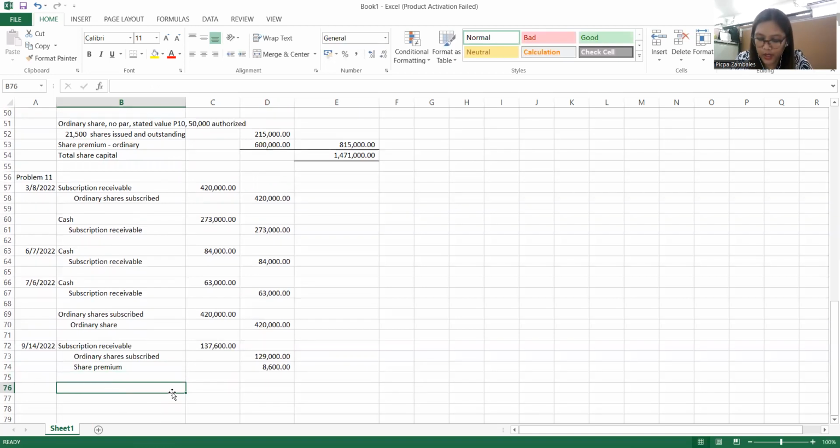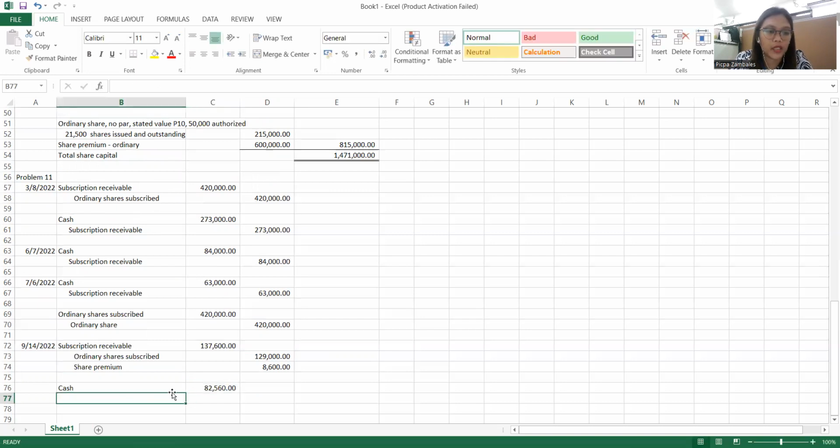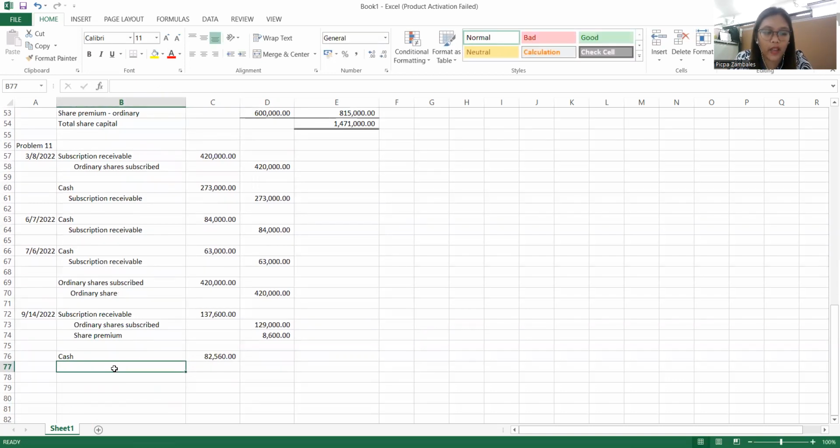Then, of course, as of this date, 60% of the subscription price was paid. So let's get the 60% of 137,600 times 0.6. That's 82,560. And then let's record subscription receivable, 82,560.